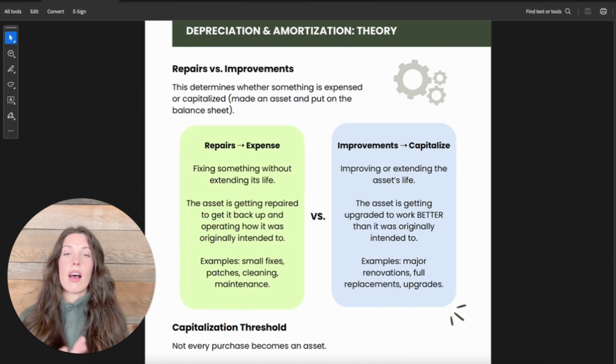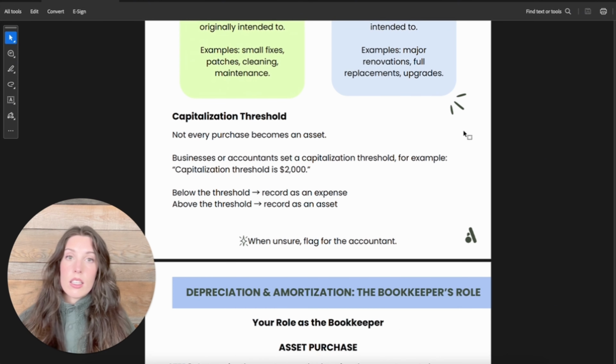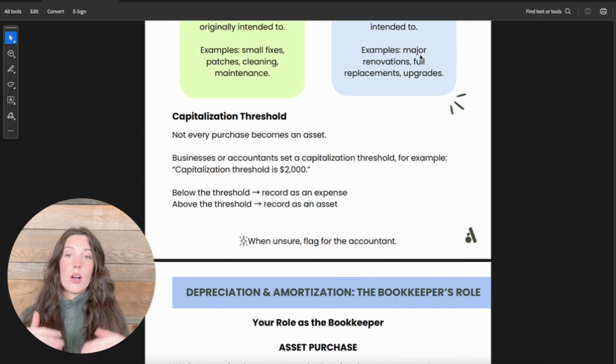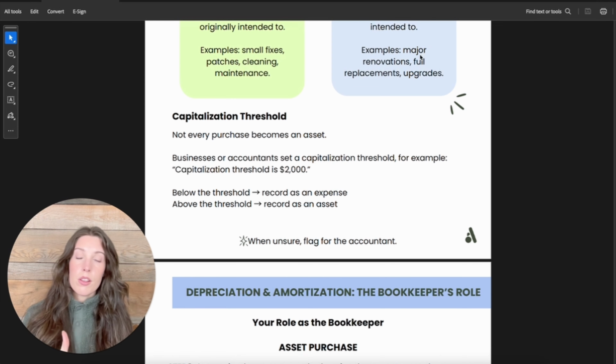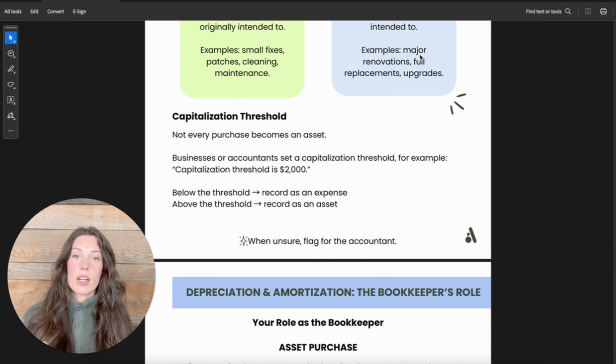So we're increasing the value of the asset. Not every purchase will become an asset. Most businesses have a capitalization threshold. Let's say the capitalization threshold is $2,000. That means anything below the threshold of $2,000, you can expense. And anything above the threshold of $2,000, you can determine whether it should be recorded as an asset.